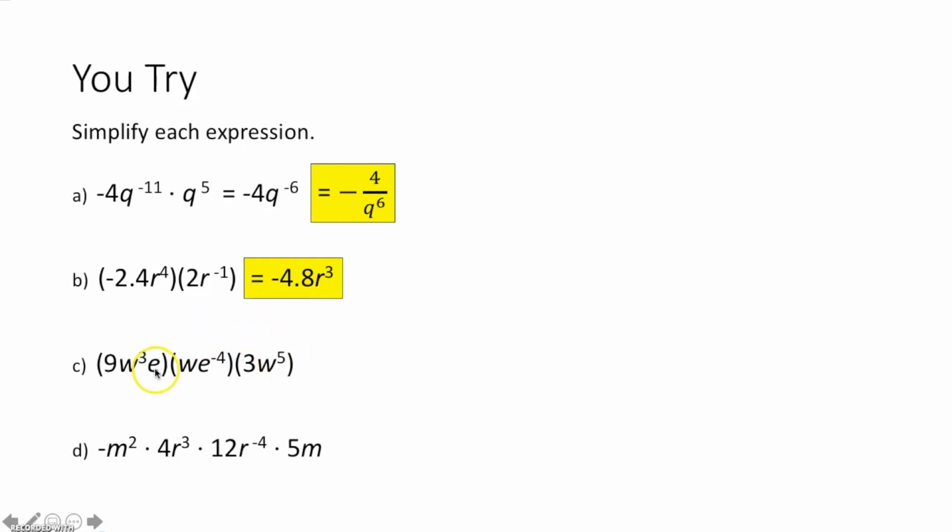Then we do the e's, e to the 1st, because there's nothing here, times e to the negative 4th. We add the exponents together, so what's 1 plus negative 4? That's the same thing as 1 minus 4, so that would be negative 3. So we end up getting 27 w to the 9th, e to the negative 3rd power. Again, since we're simplifying this expression, we can't leave a negative exponent in our answer, so we go ahead and take this e to the negative 3rd, move it to the denominator, where it becomes a positive exponent.